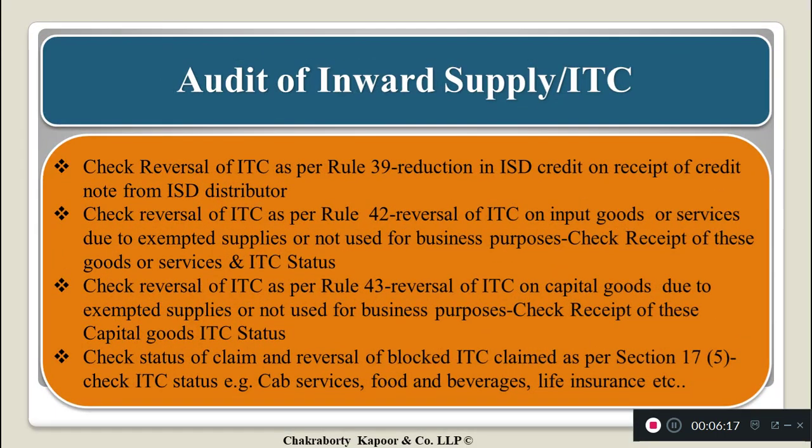Check reversal of input tax credit as per Rule 39, reduction in input service distributor credit on receipt of credit note from the ISD distributor. Check reversal of input tax credit as per Rule 42, reversal of input tax credit on input goods or services due to exempted supplies or not used for business purposes. Check receipt of these goods or services and input tax credit status. Check reversal of input tax credit as per Rule 43, reversal of input tax credit on capital goods due to exempted supplies or not used for business purposes. Check receipt of these capital goods and input tax credit status.